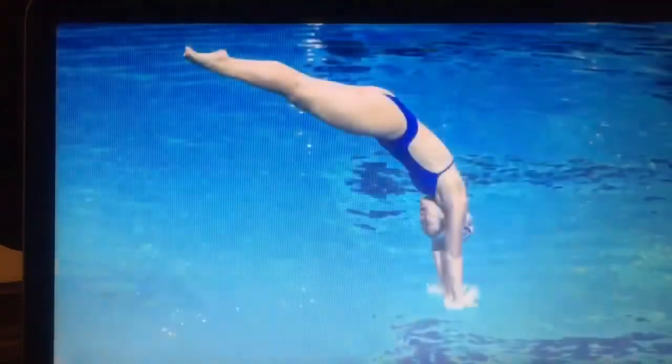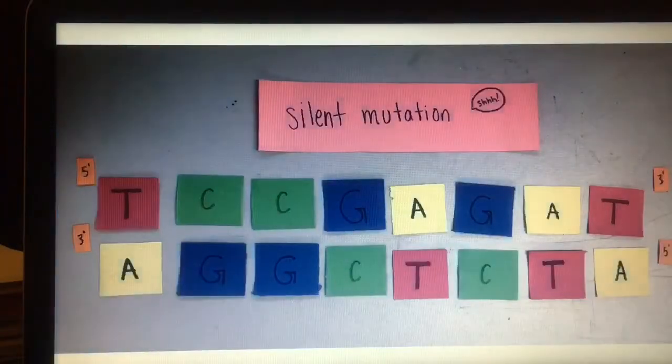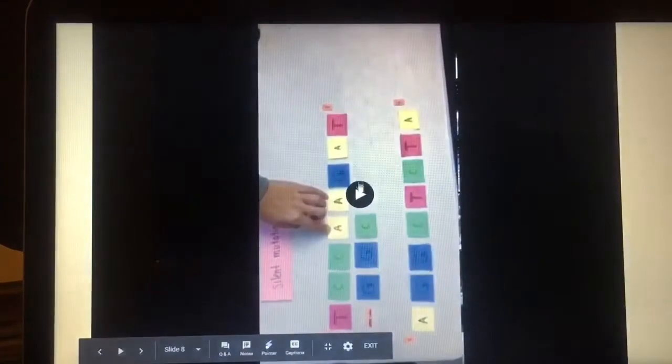The first mutation we will dive into is silent mutations. Silent mutations do not have an observable effect on the organism, hence the name silent. It is unobservable because of the specific type of substitution that occurs. Looking closely, a single nucleotide base in the sequence is substituted for another nucleotide base.